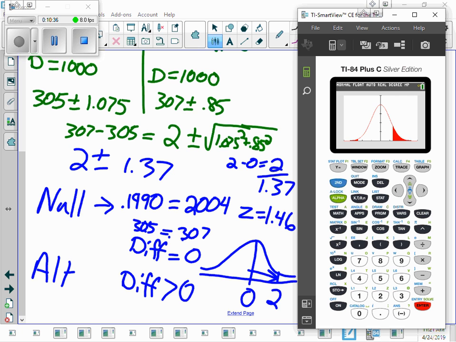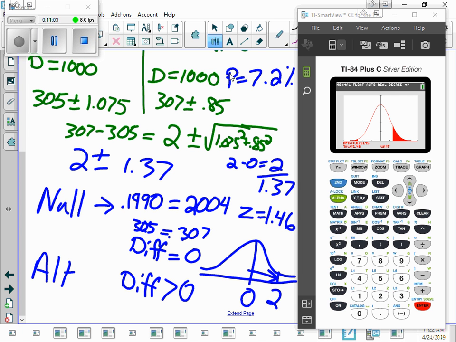I didn't clear my draws. Hopefully it doesn't mess it up. And I get a p-value of 7.2%. Now 7.2 is larger than 5%, which means we accept the null, which means we reject the alternative hypothesis.